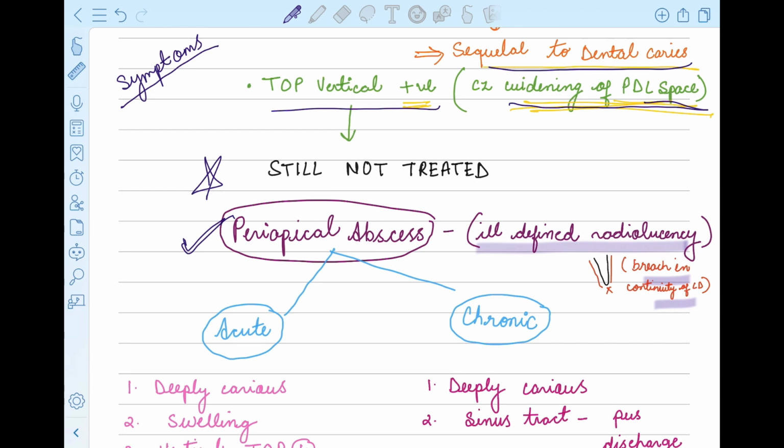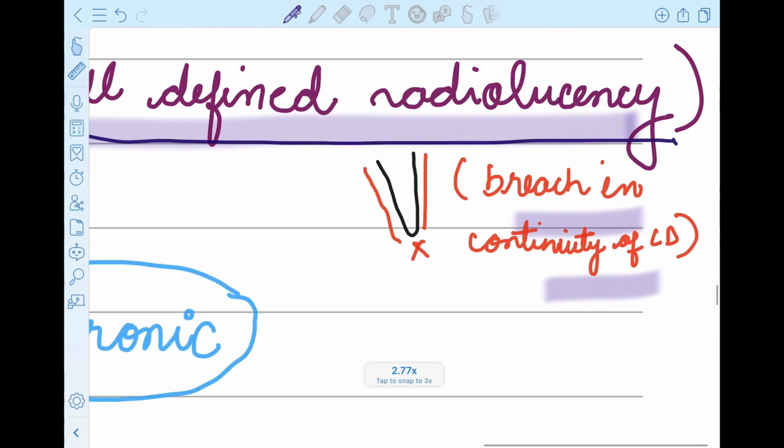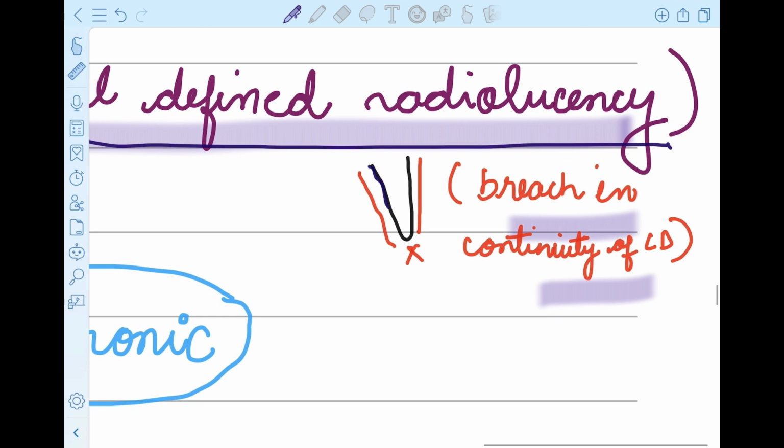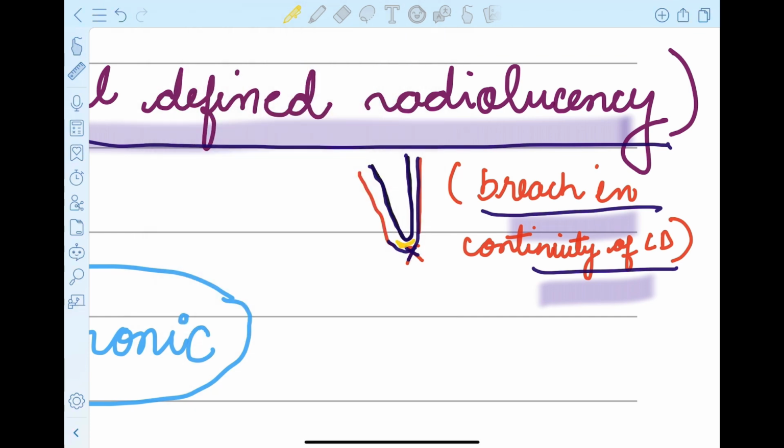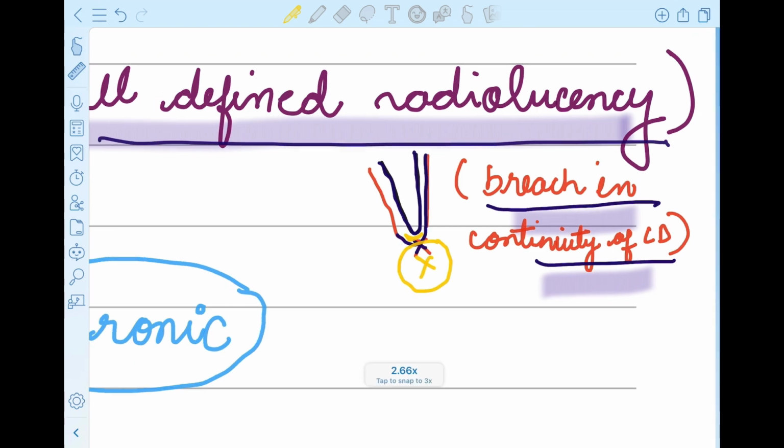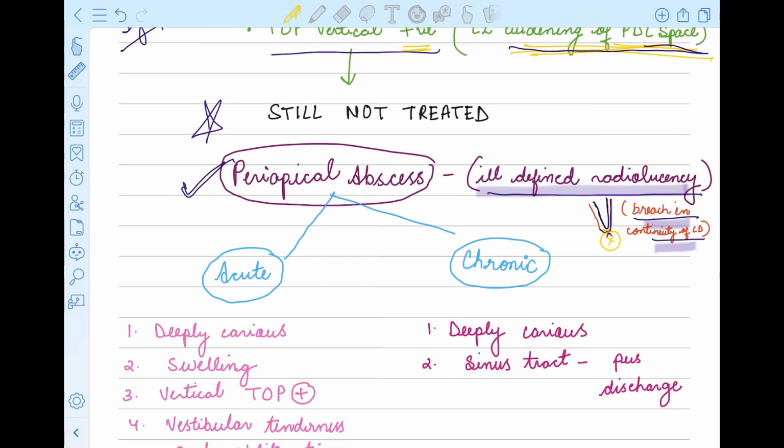What is periapical abscess? It is an ill-defined radiolucency at the apex. Just see here. This is the root, this is your lamina dura, and there will be a breach in the continuity of lamina dura. Till here, the infection was here. Now, since it is not treated at that stage also, the infection has reached here. So there will be an ill-defined radiolucency in the periapical region. So this is periapical abscess.